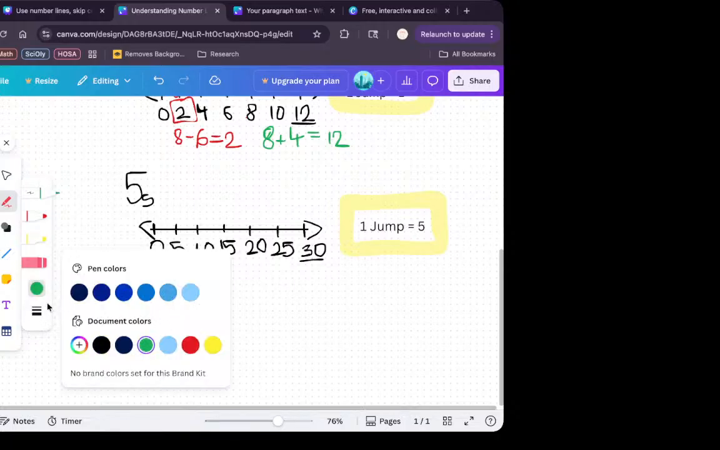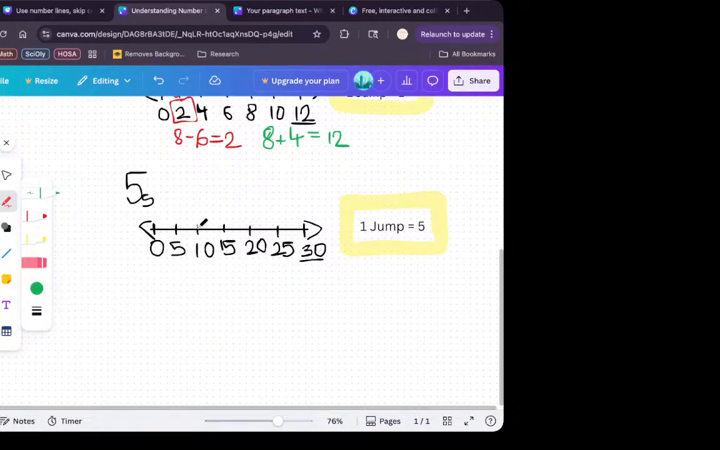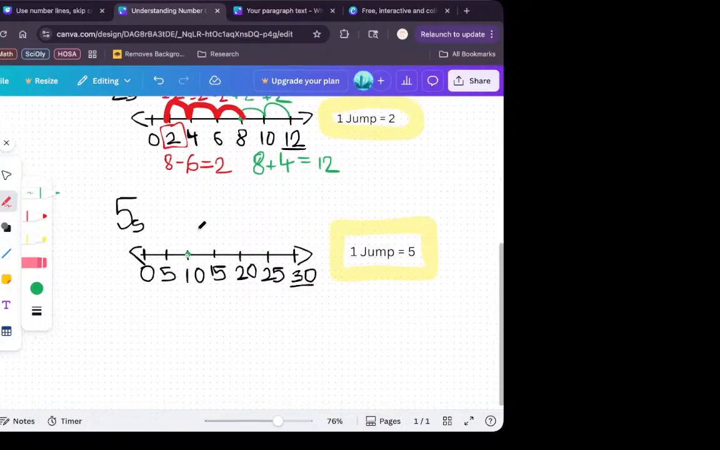Let's say I have 10 chocolates. I get 10 more chocolates from my mom. She gave it to me as a birthday gift. How many chocolates would I have in total? Okay, so let's break down the problem. I already have 10 chocolates. My mom, she gave me 10 more chocolates.